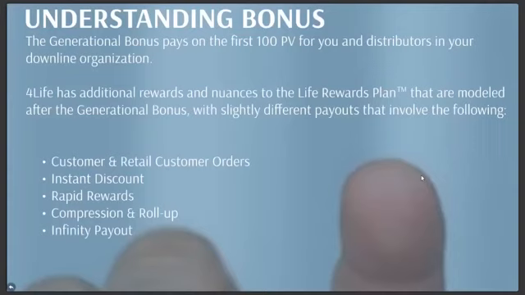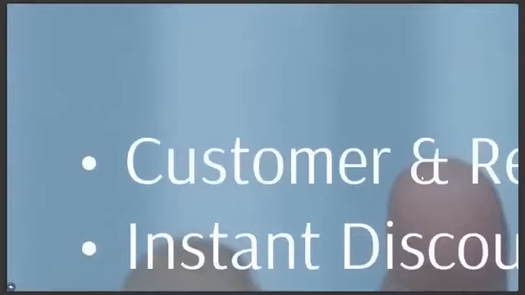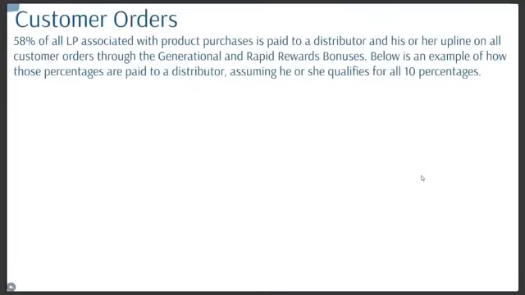Customer orders and retail customer orders going through your My4Life account, instant discounts, the rapid rewards, compression, roll-up, and infinity payout change slightly the way that these payouts can look and the percentages can be in your downline organization. But I'll give good visual examples of how each one of those looks. So first, let's talk about these customer orders.